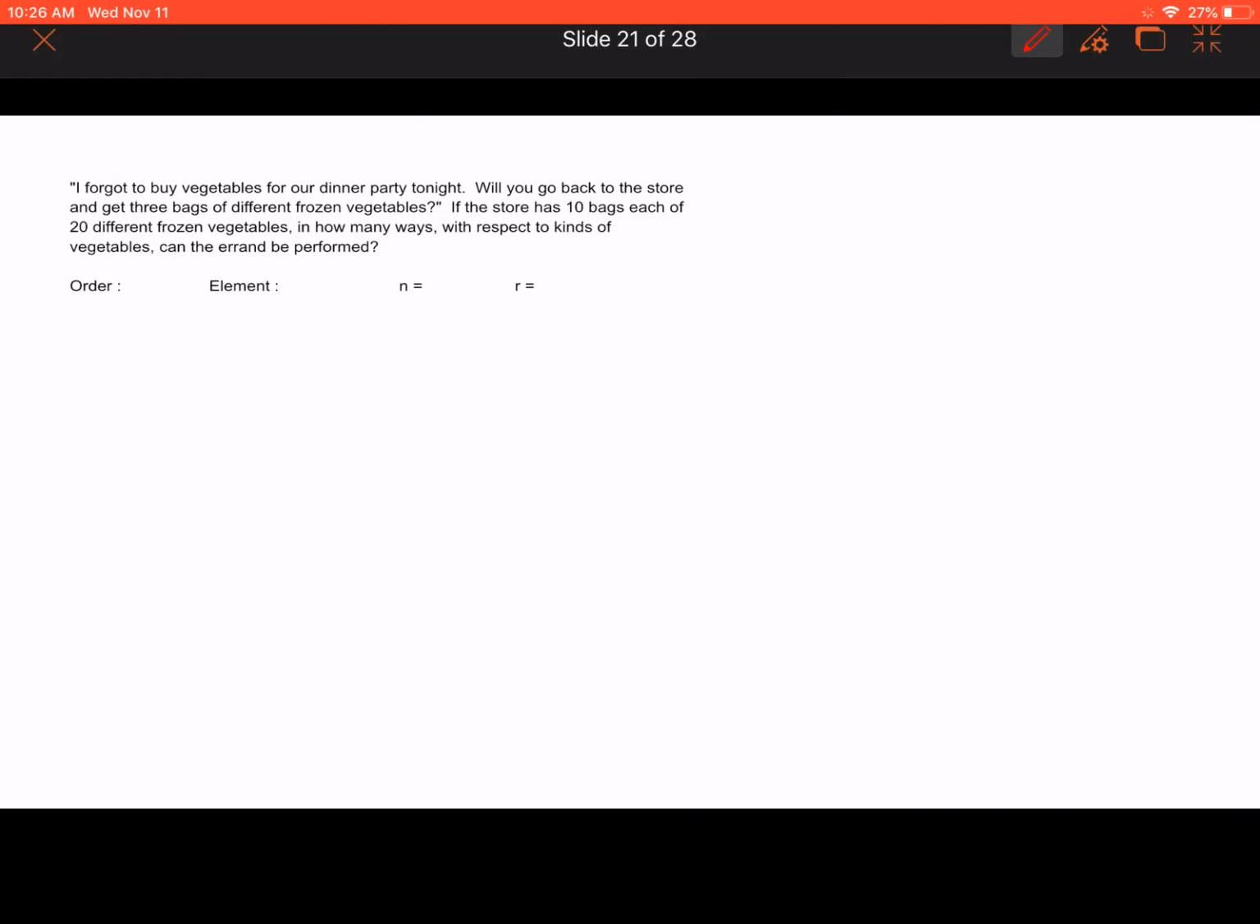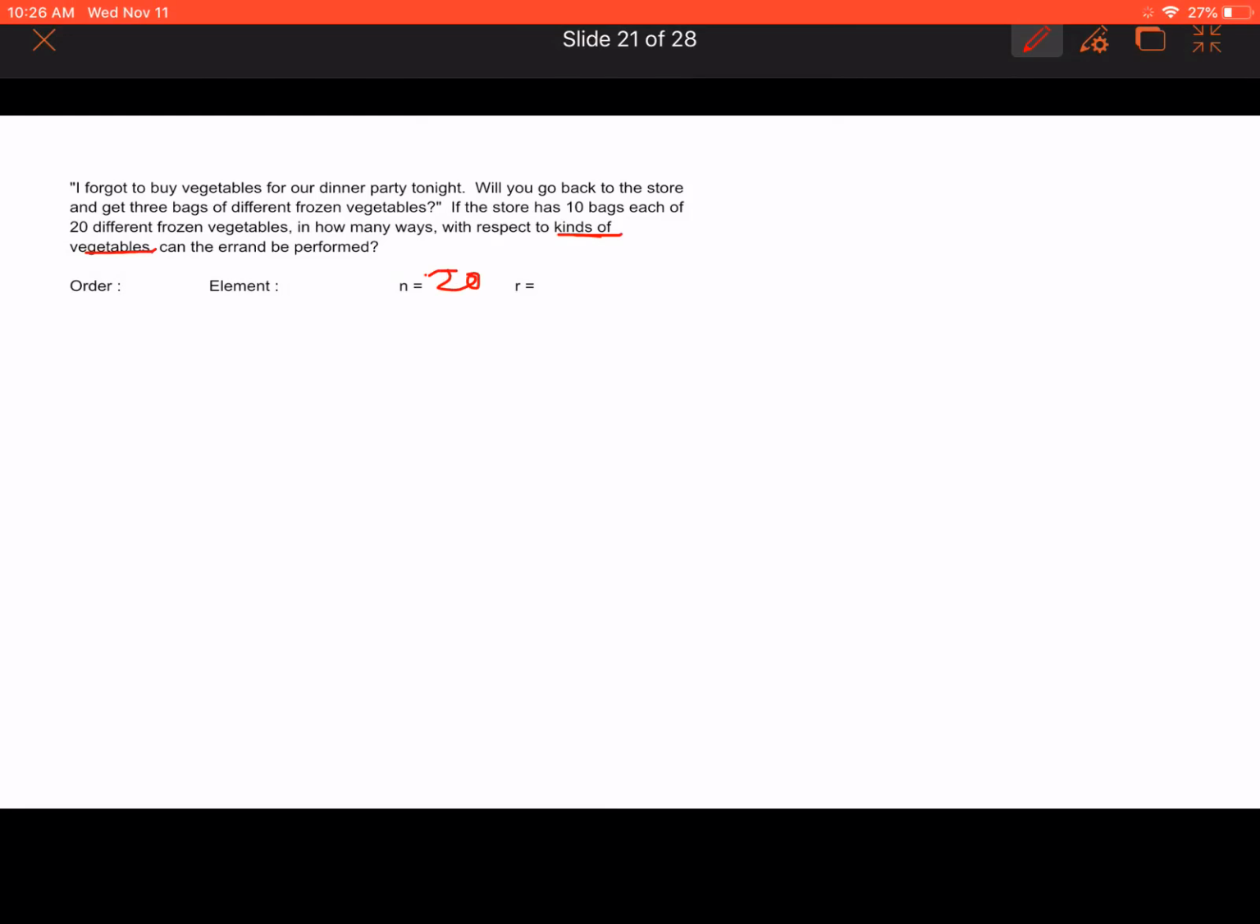Okay, one last example. I forgot to buy vegetables for our dinner party tonight. Will you go back to the store and get 3 bags of different frozen vegetables? In the store, if the store has 10 bags each of 20 different frozen vegetables, in how many ways with respect to kinds of vegetables can the errand be performed? In this problem, words are very important. Right, this phrase, with respect to the kinds of vegetables, is very important so that we can choose n as 20.